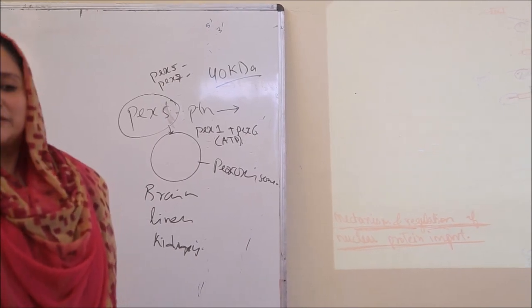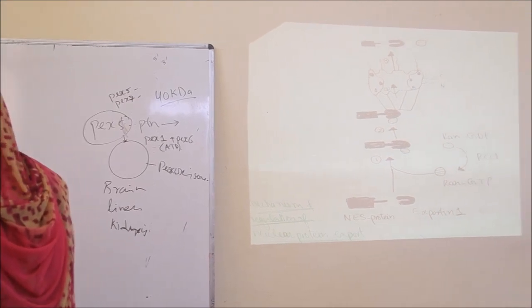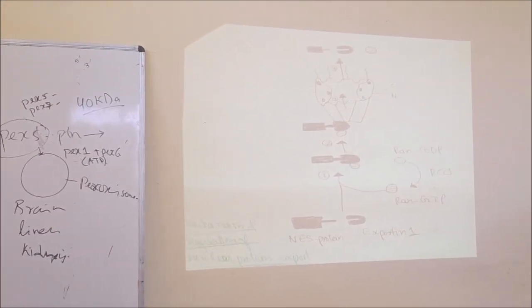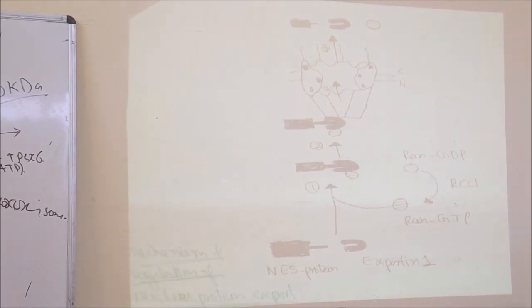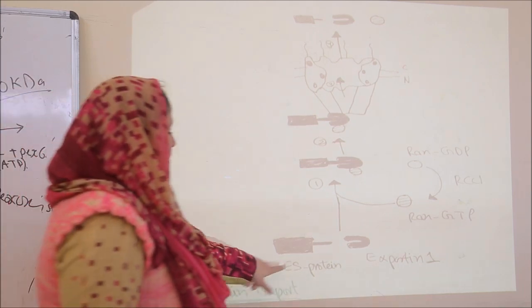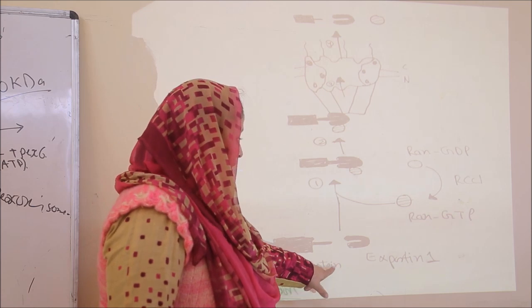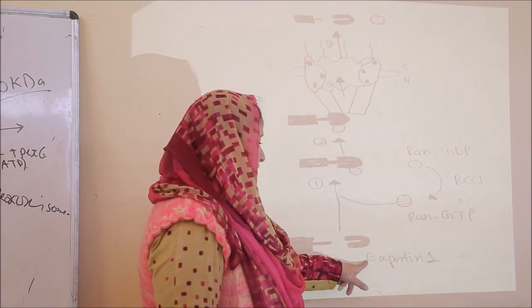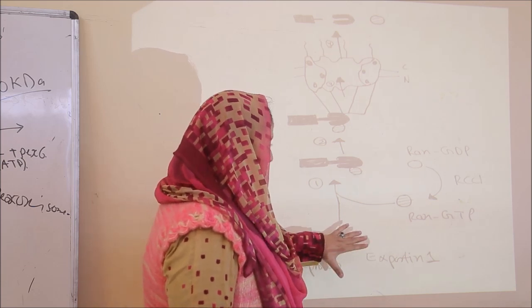Now second is the mechanism and regulation of the nuclear pore complex. Here proteins are moving out from the nucleus into the cytoplasm. This is the nuclear export sequence. It gets attached to the proteins. Then this protein makes a complex with exportin 1. When this exportin 1 gets attached, they make a complex.